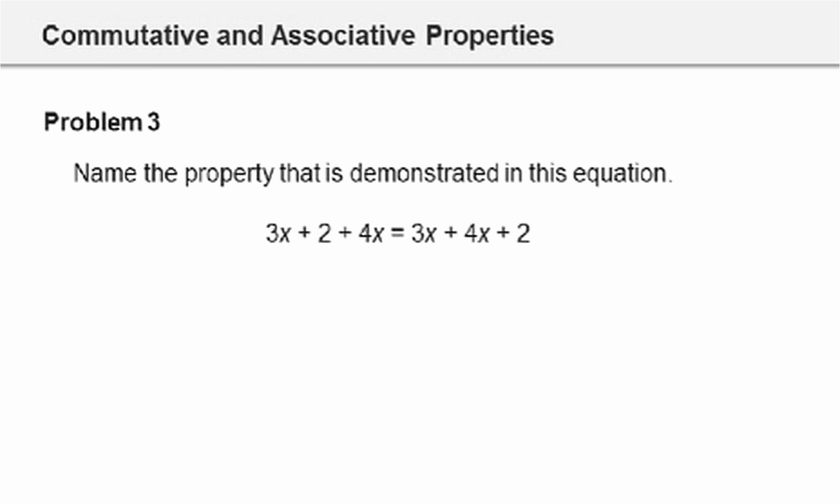Here's another one. Let's name the property that is demonstrated in this equation. Looking at the expressions on the left and the right, we see that the same quantities are being added on both sides, but the order in which they're being added is different. The property that tells us that order doesn't matter when adding is the commutative property of addition.